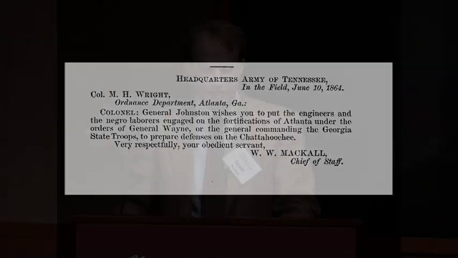And he's talking about how General Johnston of the Confederacy wishes you to put the engineers and the Negro laborers engaged on the fortifications of Atlanta under the orders of General Wayne, or the general commanding the Georgia state troops, to prepare the defenses on the Chattahoochee. So this is just one little scrap of many, many documents.